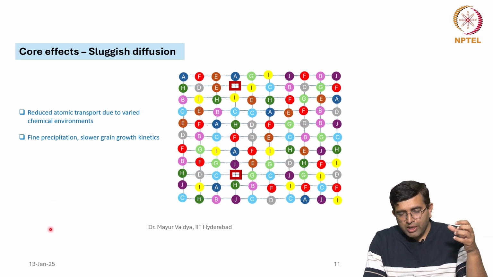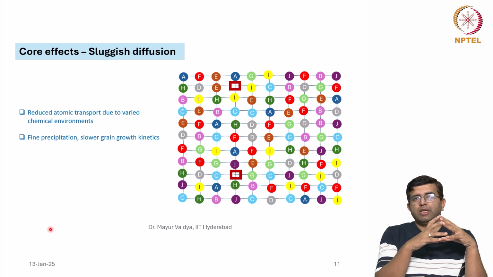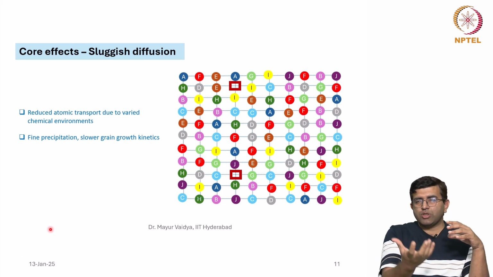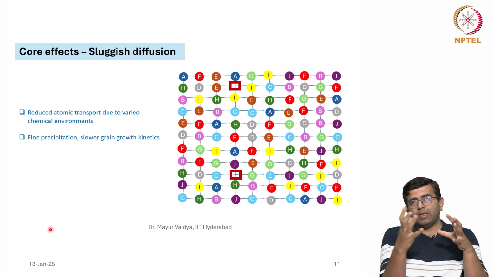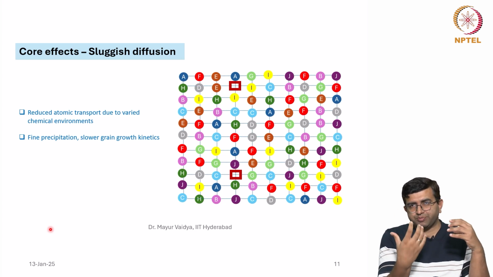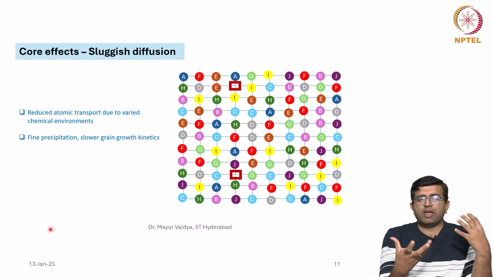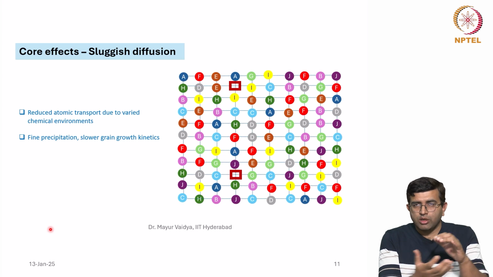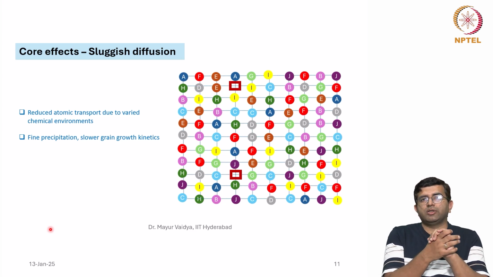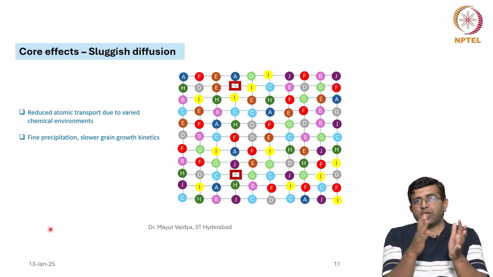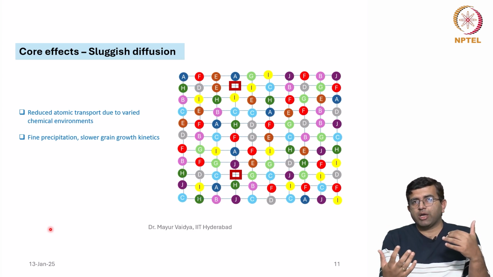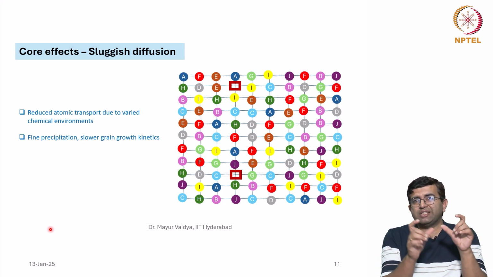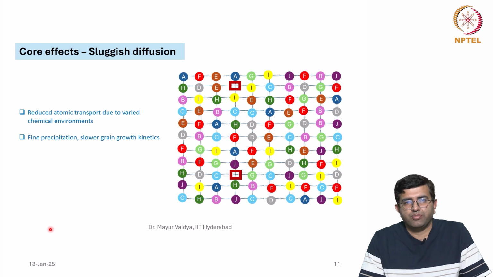Now, remember, these core effects in high entropy alloys, although they were postulated, not all of them are completely correct. That means there have been several exceptions found to each of the core effects, and when people started measuring experimentally, they realized that there is much more to high entropy alloys than just the number of elements.